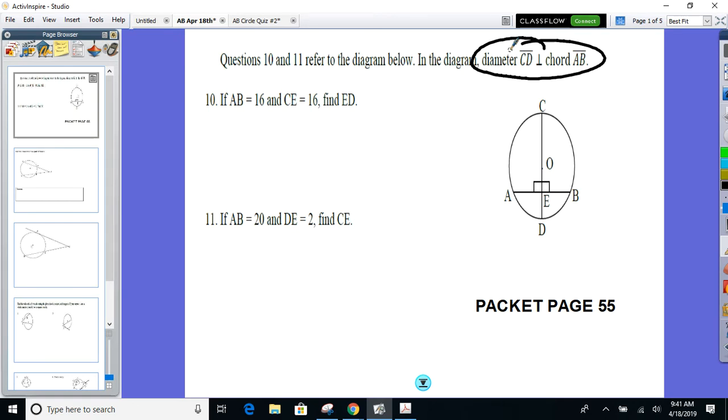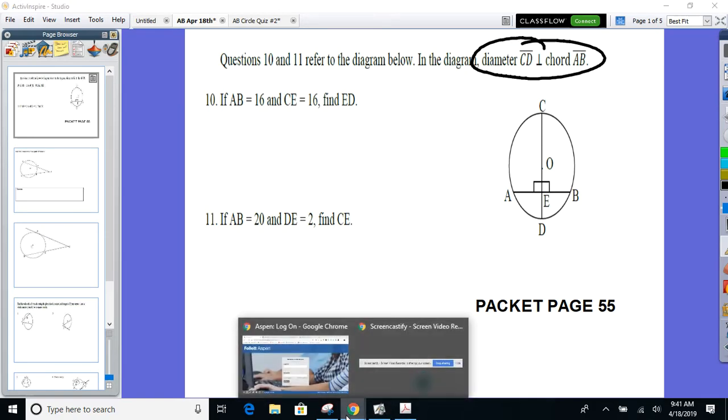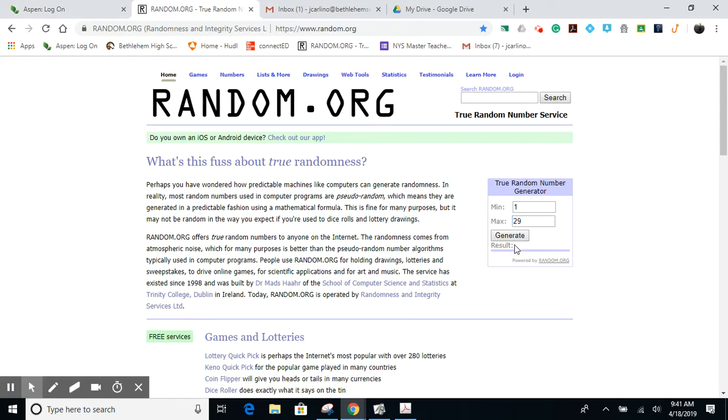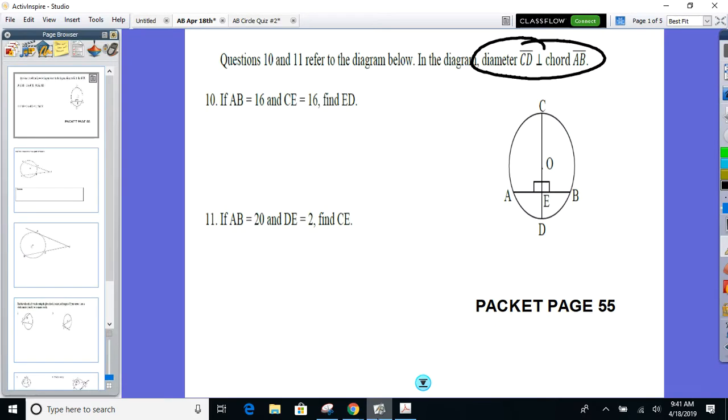This is a theorem from this unit. If I have diameter CD perpendicular to chord AB, somebody tell me what's going on in this circle right now. Start us off. What's going on in that diagram? If I have diameter CD perpendicular to chord AB.